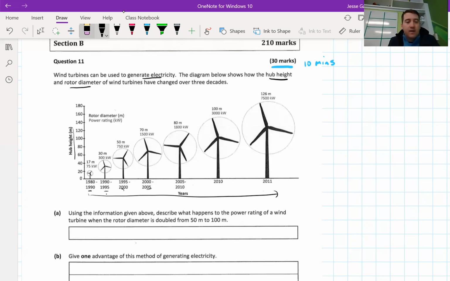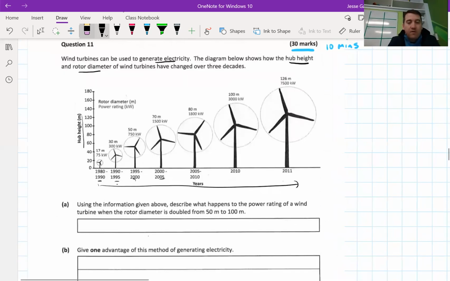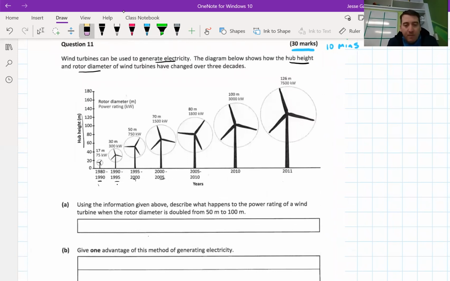It says here, using information given above, describe what happens to the power rating of the wind turbine when the rotor diameter is doubled from 50 meters to 100 meters. The first thing we want to do is find the rotor diameter at 50 meters and the one at 100 meters. Here is the rotor diameter, there it says 50. Pause the video and find the one for 100. Hopefully you can see that is here. The 2 blue marks show the rotor at 50 meters and the rotor at 100 meters.